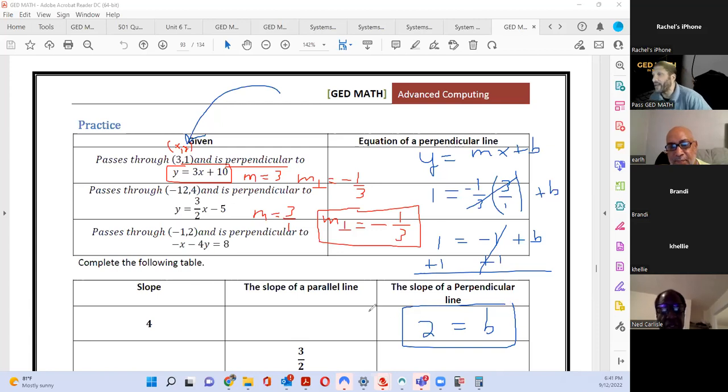What's going to be my equation of the line that is perpendicular to 3x plus 10 and passes through 3, 1? Negative 1. What is the linear equation? Y equals negative 1/3 plus 2. No. Somebody help him. What did he forget? X. I'm sorry. Y equals negative 1/3 x plus 2.